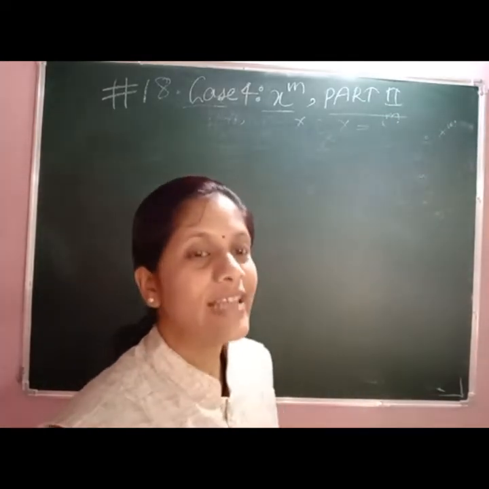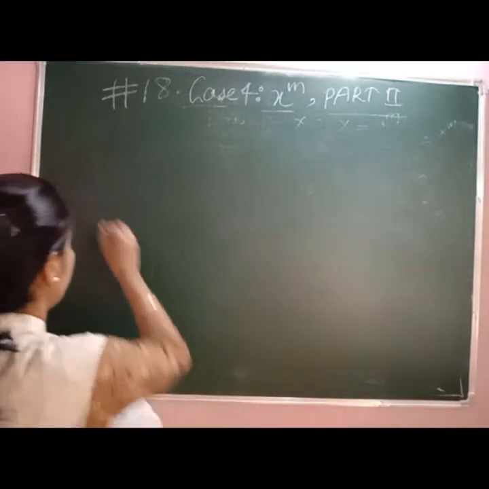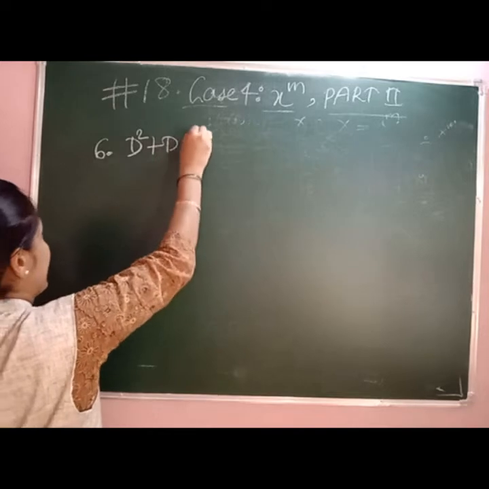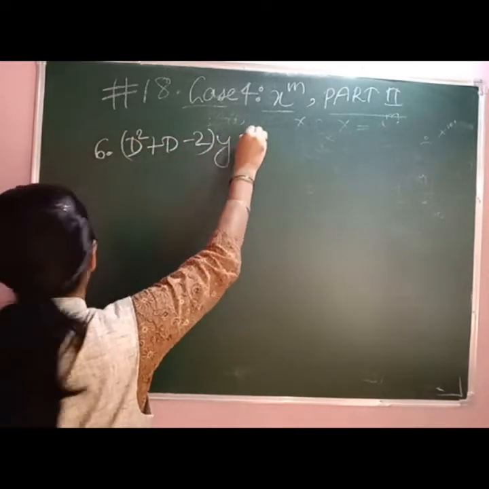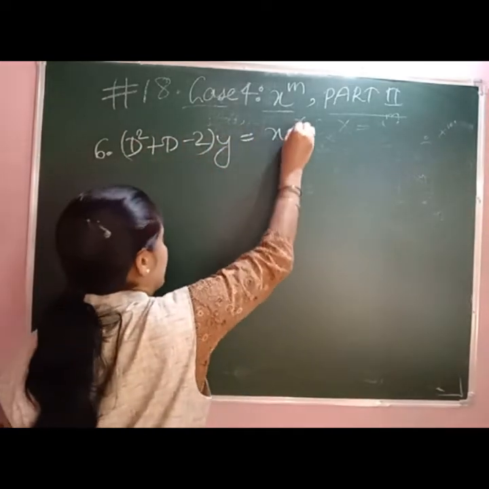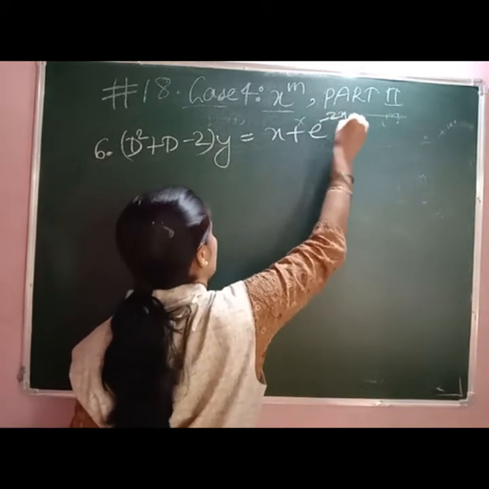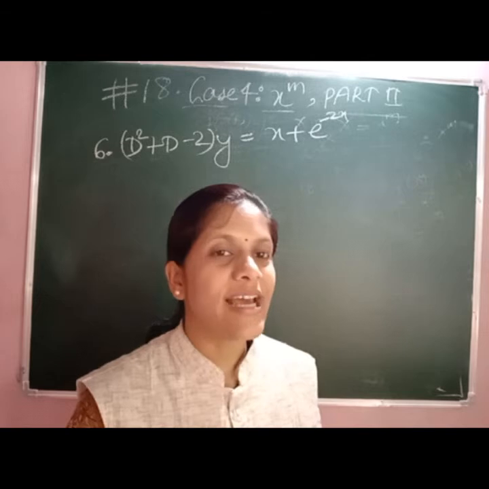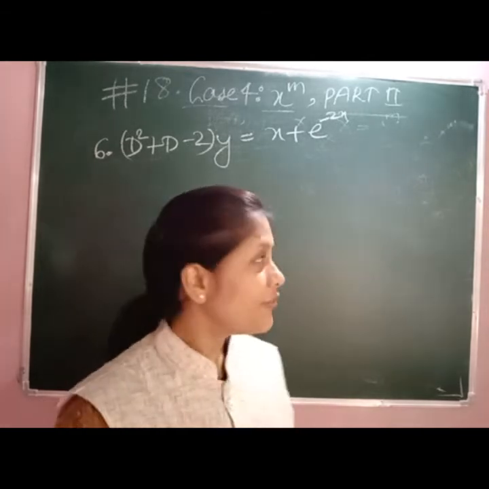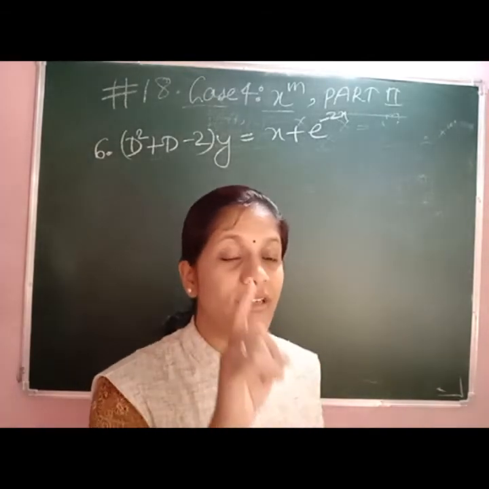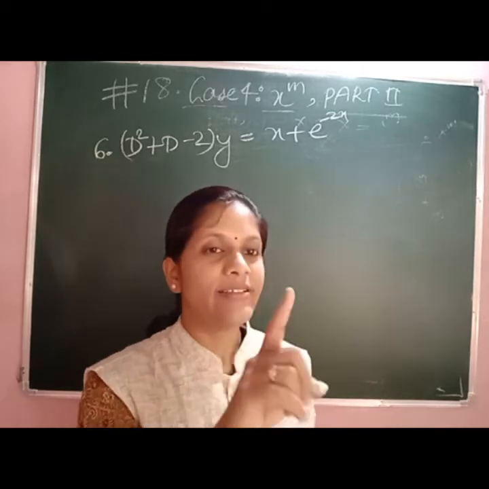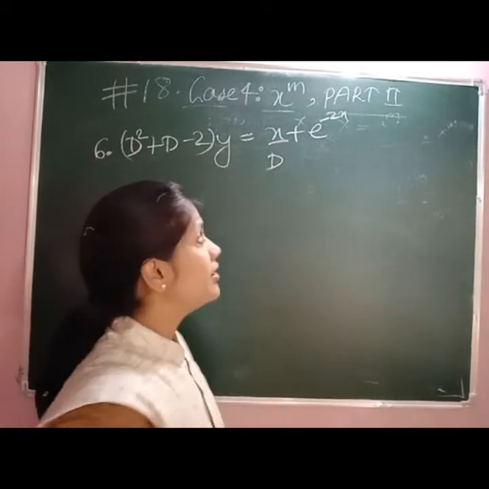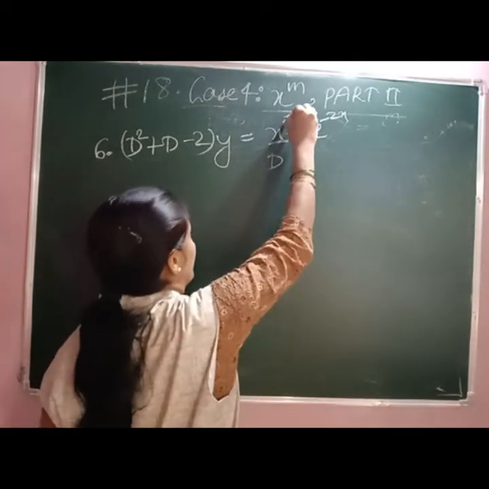So the sixth question has been asked: solve (D² + D − 2)y = x + e^(−2x). Again, as soon as we see this question, we understand firstly it is non-homogeneous. Further, the first term is x^m, that is algebraic. It is just x raised to 1, so we have to expand only up to D only. So this is the x^m form.